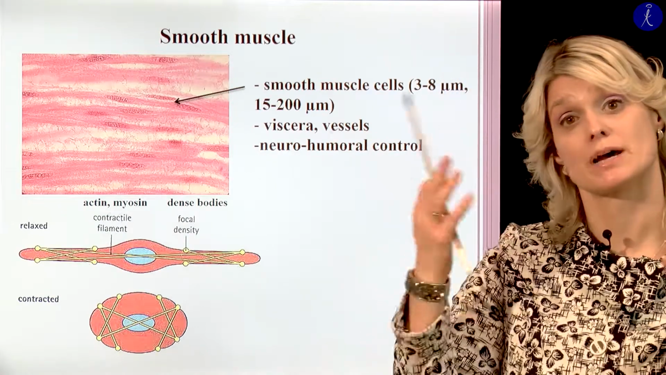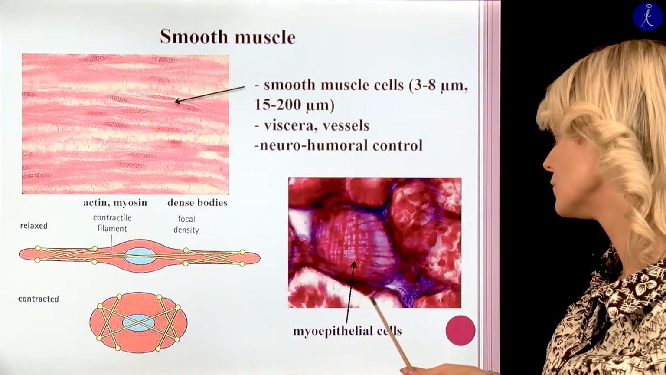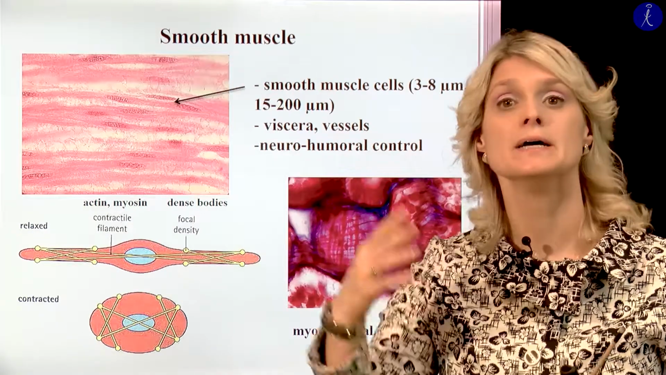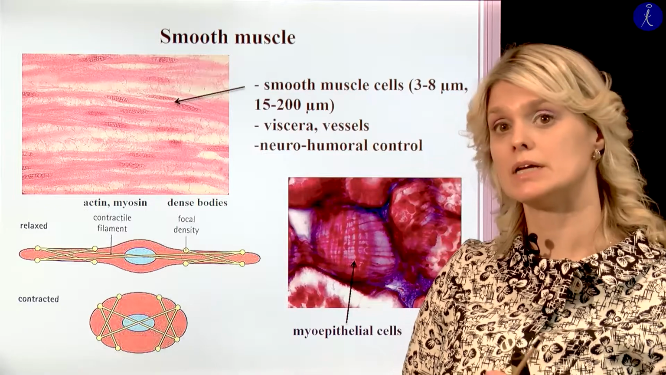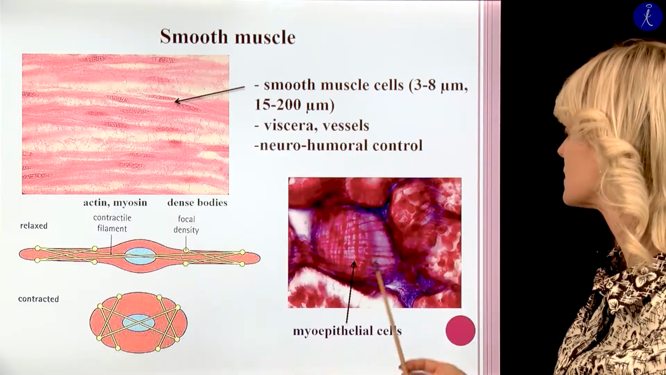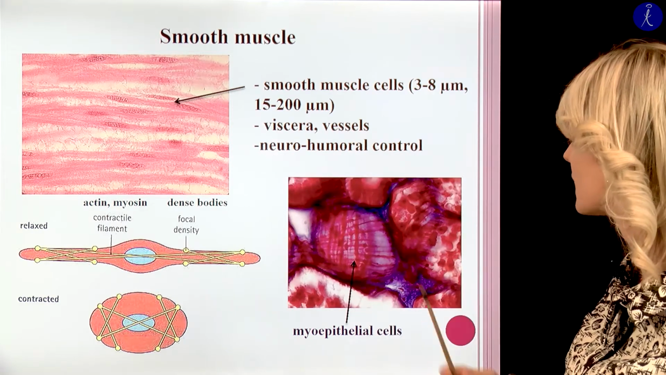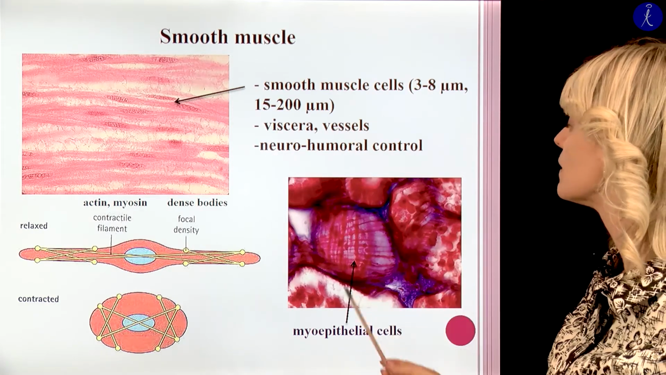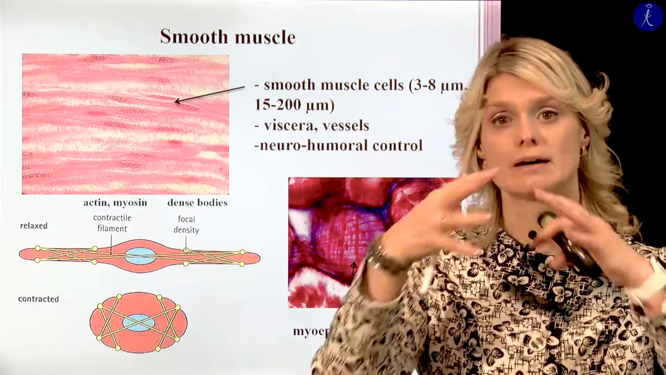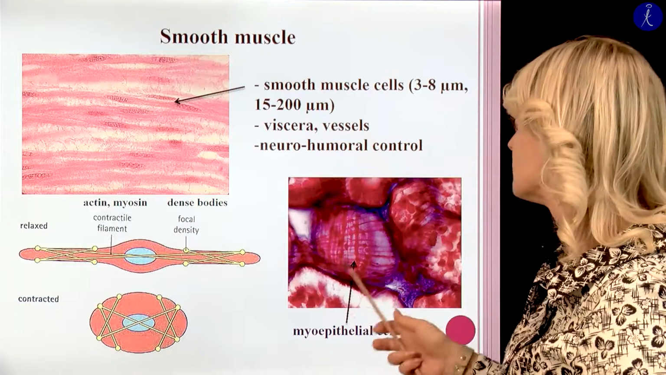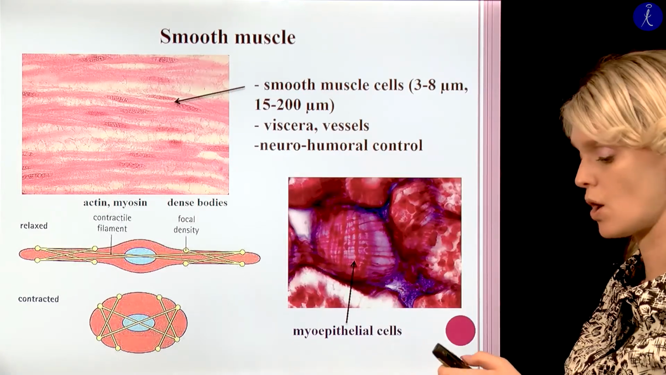We also have very special cells, called the myoepithelial cells, which are able to contract, but they originate from the epithelium. We have to mention in this case, when we are talking about these cells able to contract, that the myoepithelial cells are located around the glands. They can help in the secretion of the glands, but they have epithelial origin.